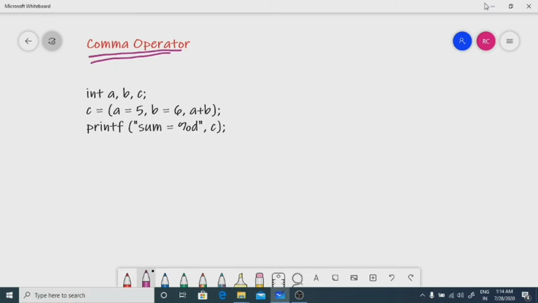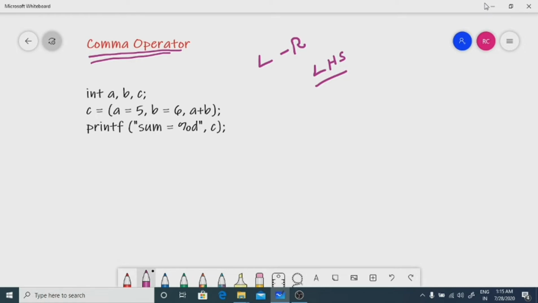Now the comma operator is evaluated from left to right, and the result of the rightmost expression is assigned to the left hand side.